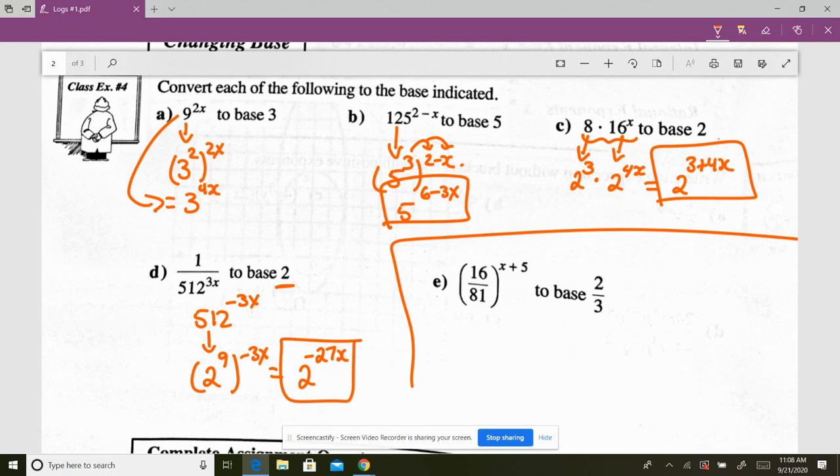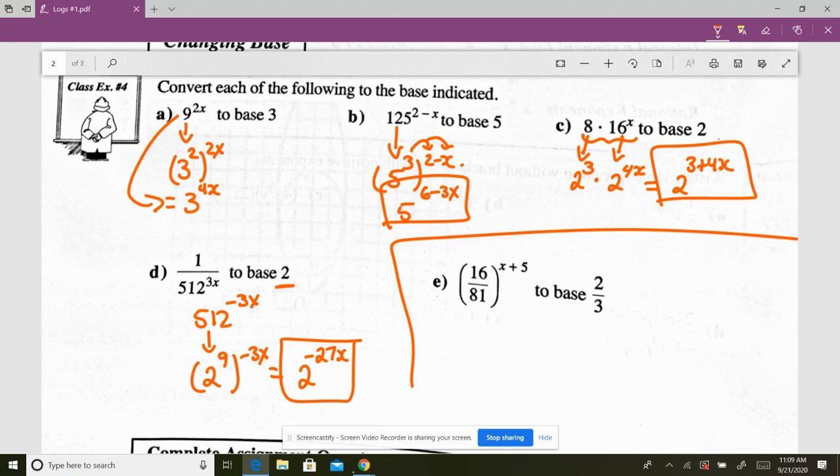So, 16 over 81 to the power of x plus 5. We're changing it to base 2 over 3. So the first thing you have to ask yourself is, since 16 is up top, can I make 16 in base 2? Yes, that's a good thing. If it was flipped, you'd have to flip it. If it was 81 over 16, you have to flip it and put a negative. All right, and can 81 be made base 3? We just did that earlier, right?